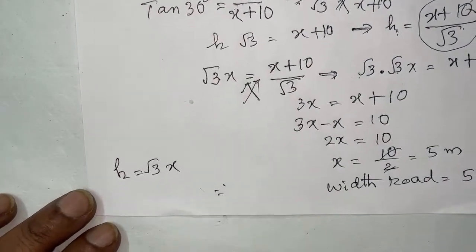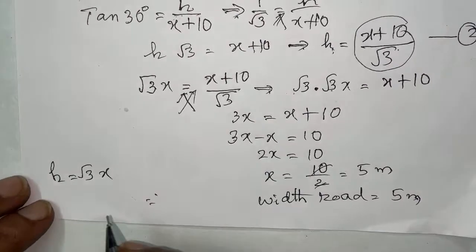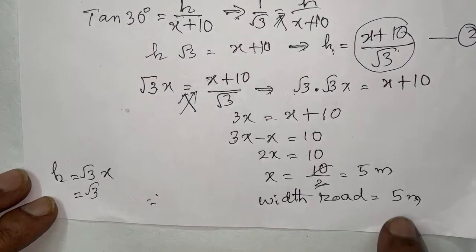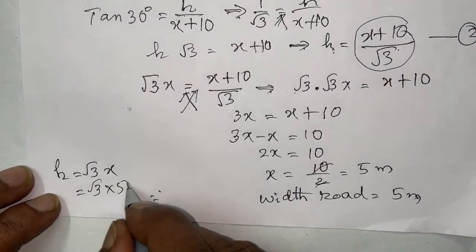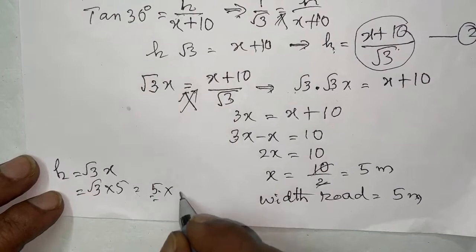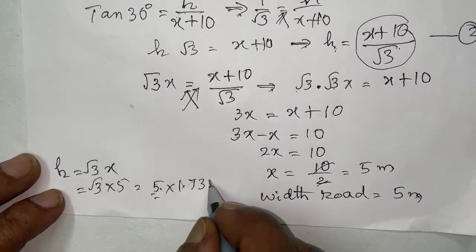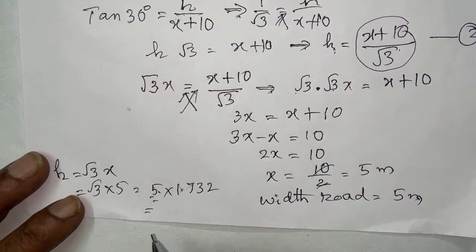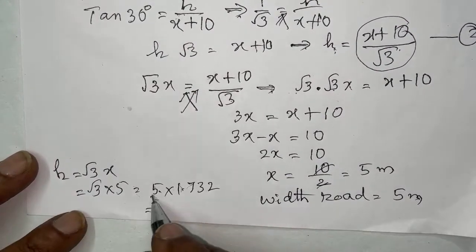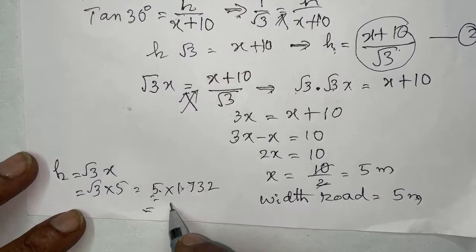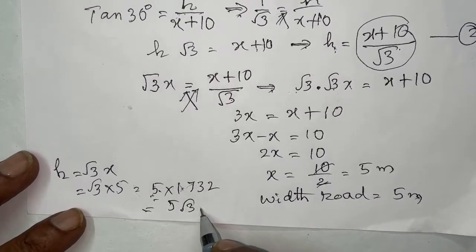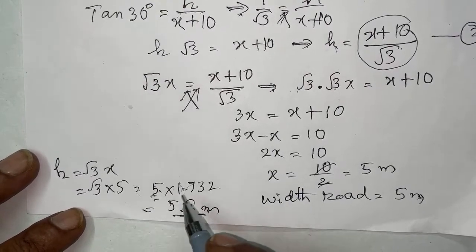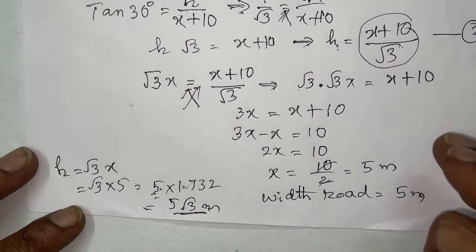h is equal to root 3x. Here root 3 you know very well, and x we already got as 5. That means 5 into 1.732. So after calculation we can do it further, or we can end as it is and say 5 root 3 meters is the height of the tower, or you can calculate 5 into 1.732. So this is the solution.